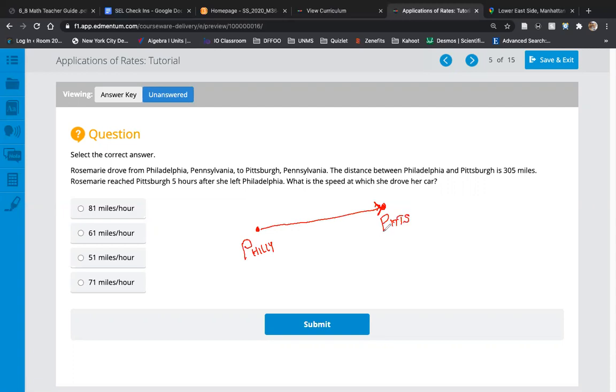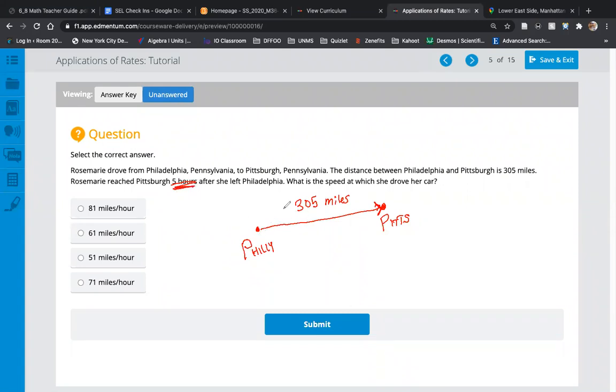Now, we need to know a couple of pieces of information to figure out the speed, right? To find the speed, we always need to know two things: how far she traveled and how long it took her to travel that far. So in this question, how far is it saying that she traveled? Right here, it says that she traveled 305 miles. Let me add that into my rough diagram. And then it says that that trip took her 5 hours.